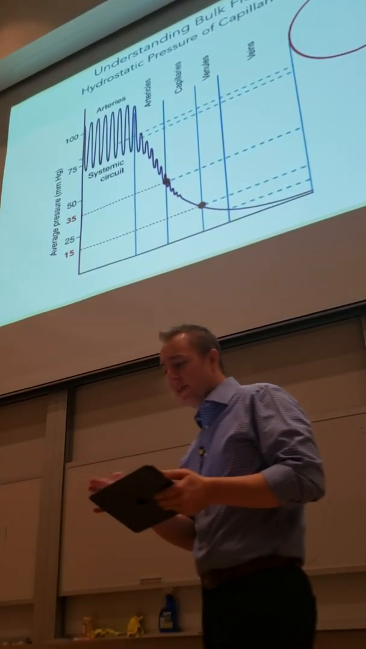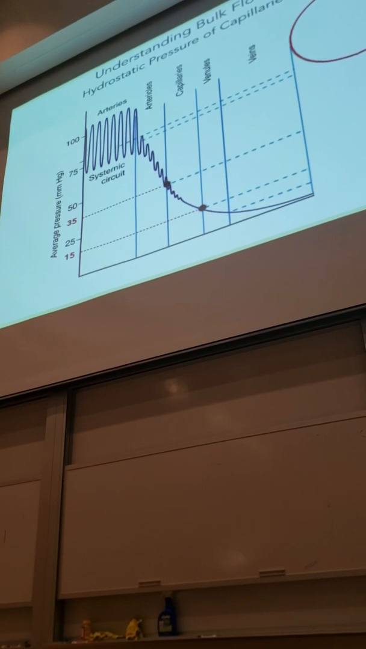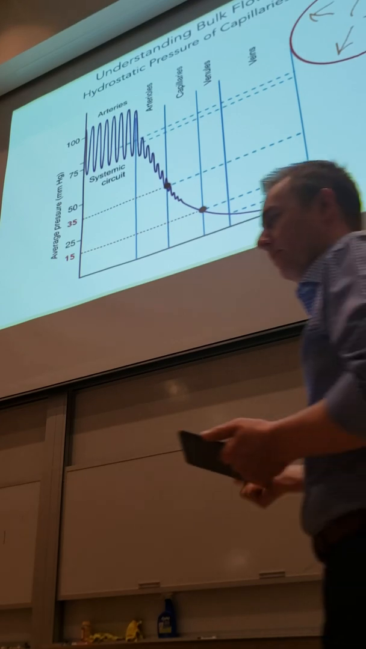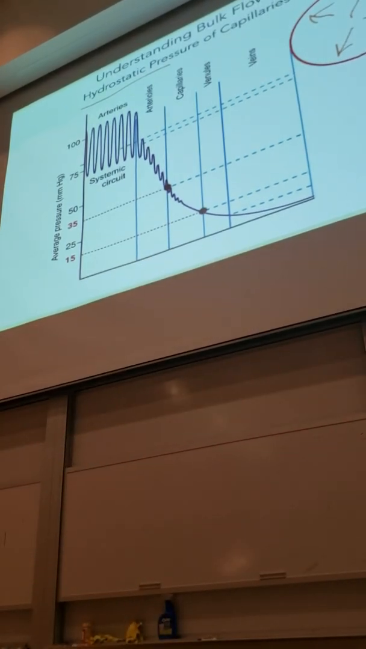So if we take a cross-section of a vessel, hydrostatic pressure is the force applied unidirectionally to the walls of that vessel. Okay? So it's a pressure that's pushing out. This is hydrostatic pressure. Okay? So whenever we talk about blood pressure, we are talking about hydrostatic pressure. It's a fluid pressure.